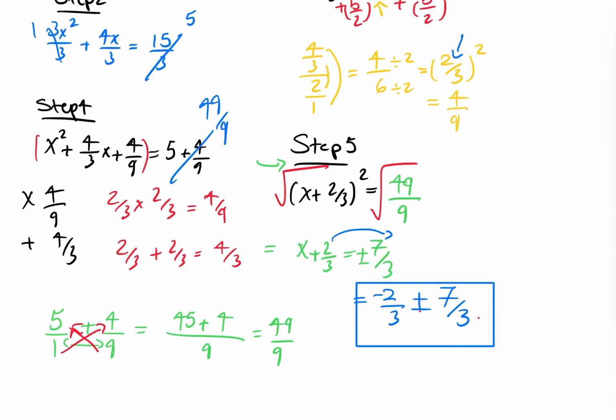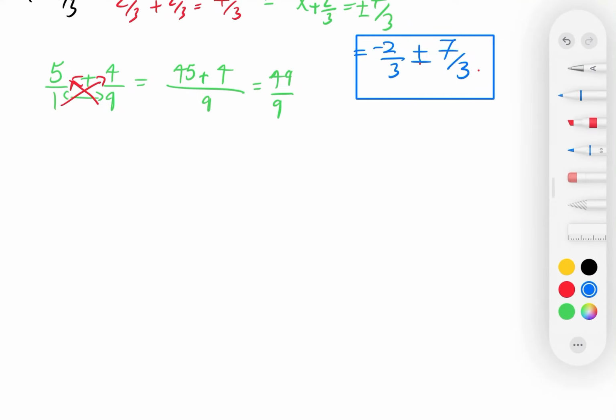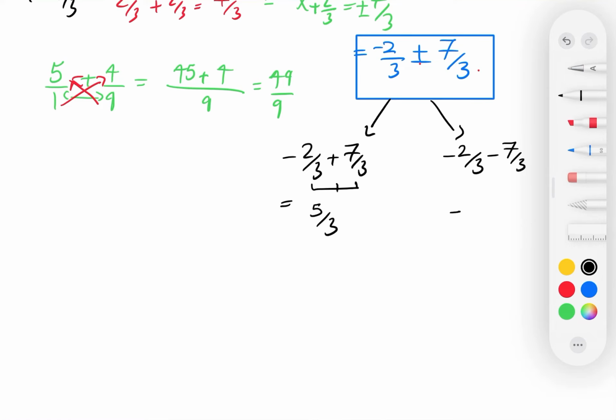Okay, now, as you can see, we can further simplify this without using the calculator, so we'll have two solutions: negative 2 over 3 plus 7 over 3, and negative 2 over 3 minus 7 over 3. So this one simplifies into 5 over 3, and the other one into negative 9 over 3, which is negative 3. All right, so there you go.